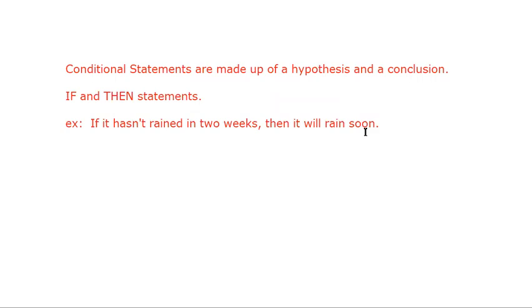So in geometry, we have conditional statements. Conditional statements are made up of a hypothesis and a conclusion. We also call them if-then statements. An example would be, if it hasn't rained in 2 weeks, then it will rain soon. That is an if-then conditional statement.